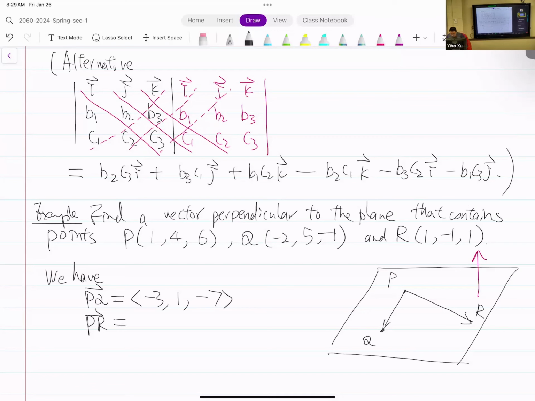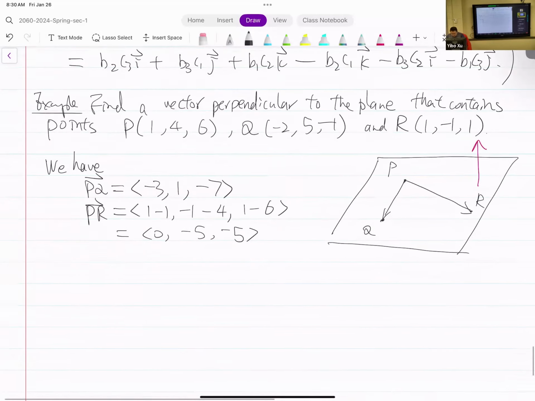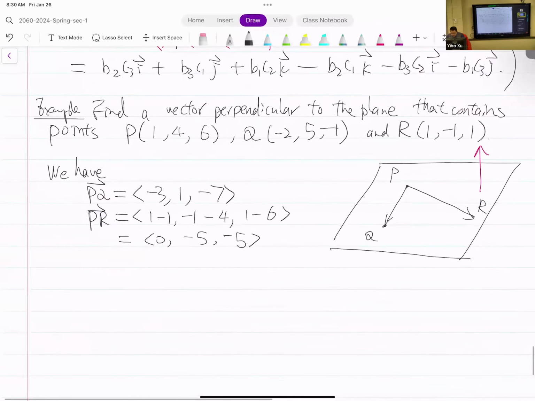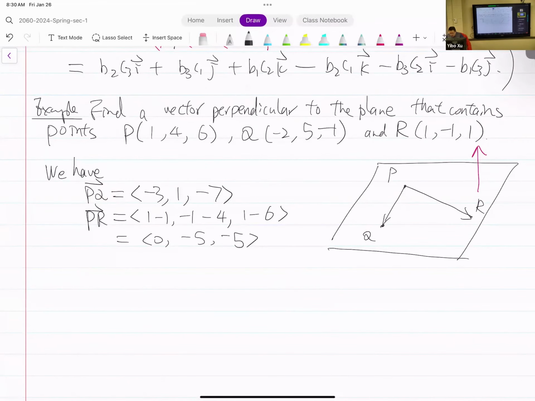PR. So of course, for PR, let's just write things out explicitly. So it's gonna be the coordinates of the head, which is R, minus the coordinates of the tail, which is P. So 1 minus 1, -1 minus 4, 1 minus 6. 0, -5, 5. So those are the two vectors as shown in the picture on the right, right? So PQ is -3, 1, -7.